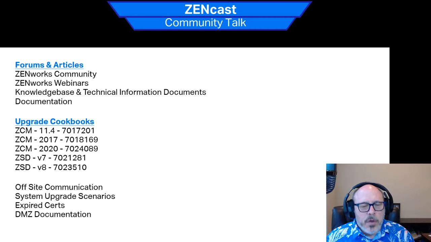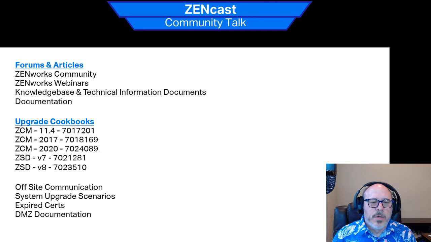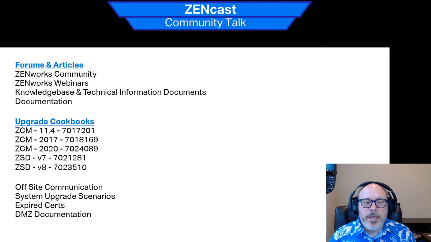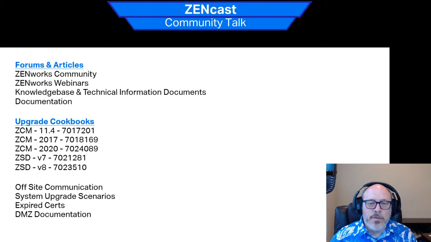Also, in this time of COVID, offsite communication is critical. All your devices have now left the campus, and you're trying to get in. So, what are your system upgrade scenarios for some of those? Are your certs expiring? Make sure you check your certs expiring so that we can get those updated. There's a standalone installer. If you can't get them through the firewall, you can send them a file so that when they do come back on site, they can connect to ZENworks without a problem.